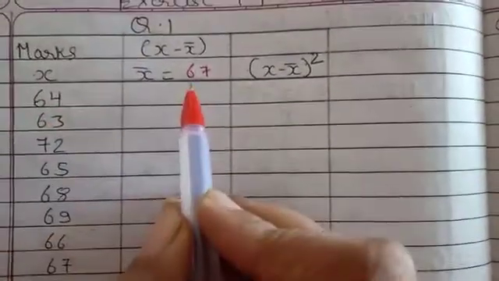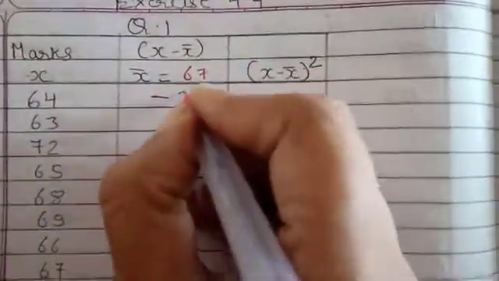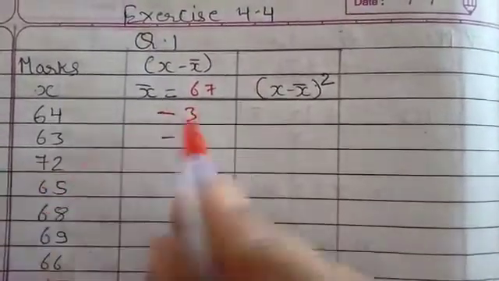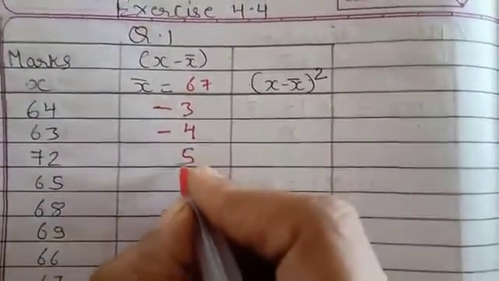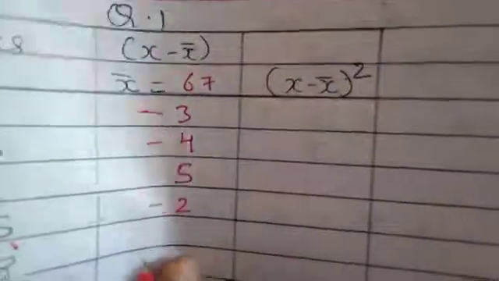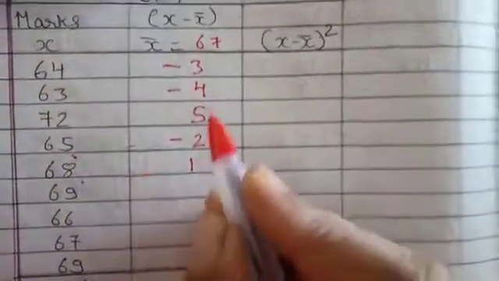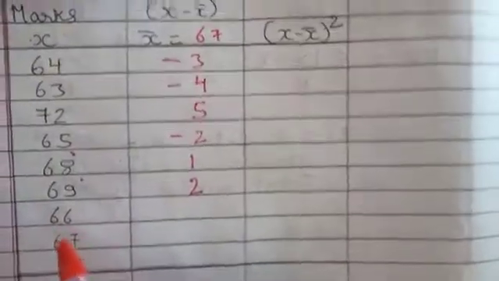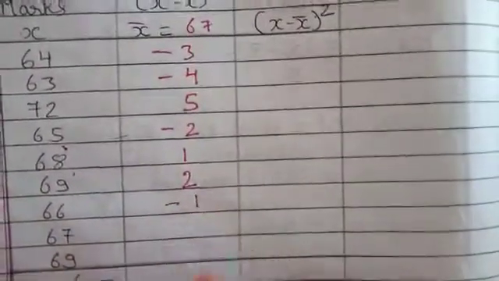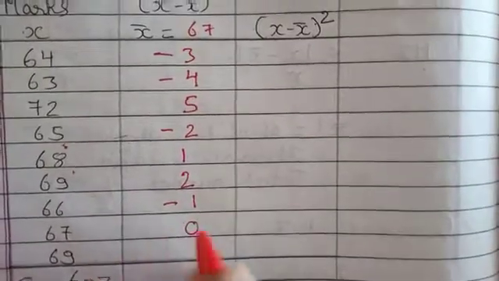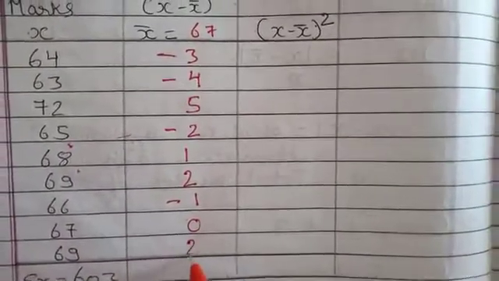Now 64 minus 67 is minus 3. 63 minus 67 is minus 4. 72 minus 67 is 5. 65 minus 67 is equal to minus 2. 68 minus 67 is 1. 69 minus 67 is equal to 2. 66 minus 67, that is equal to minus 1. 67 minus 67 is 0. And 69 minus 67 is 2.